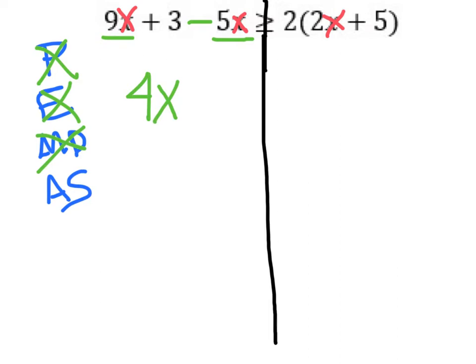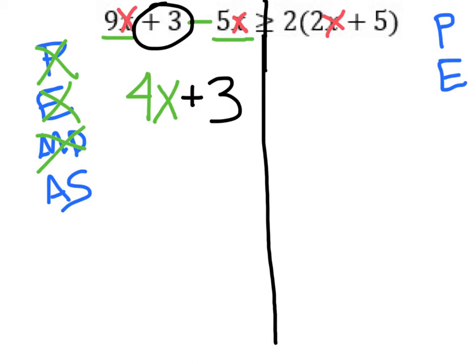And I can't forget my plus 3. I've got to put that here as well. And now I have that simplified. Looking at the other side of the balance line, I have to simplify that side as well. I have parentheses, but inside is 2x plus 5.